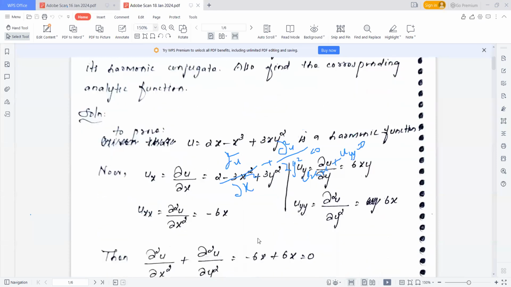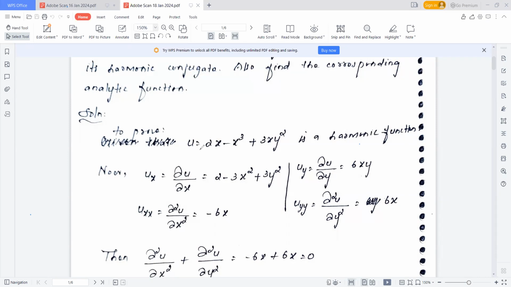Therefore, differentiating u with respect to x, we get u x equal to 2 minus 3x square plus 3y square. When we again differentiate this, we get u xx equal to minus 6x. When we differentiate the function u with respect to y, we get 6xy. When we again differentiate, we get 6x.